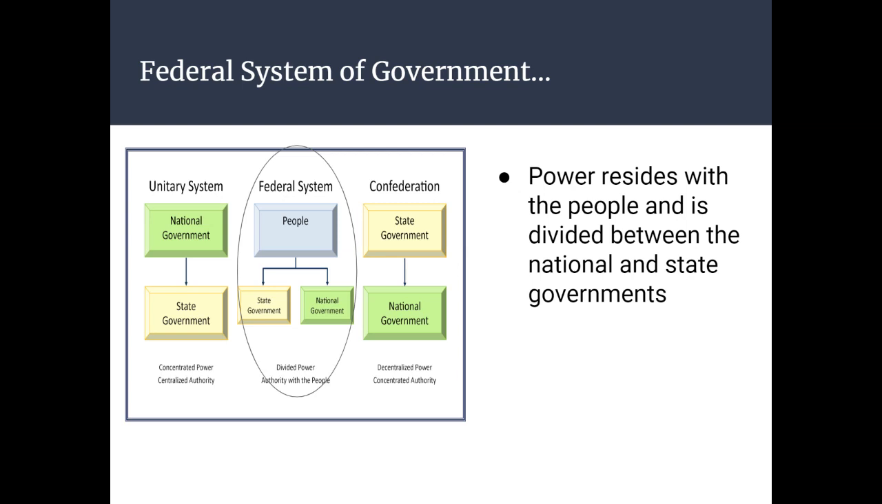So again, we have a federal system of government. We will be focusing on federalism, which is how this system works and the balance of power between the national government and the states. But we have a blending of a unitary and Confederate model.